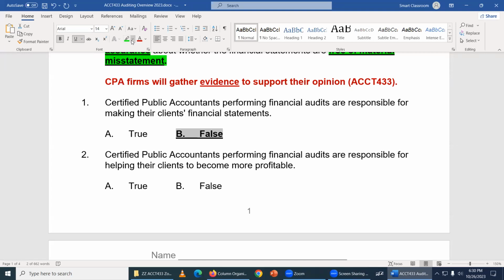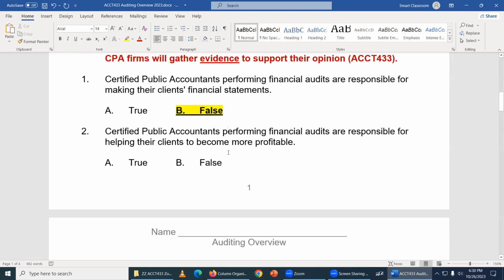They are not responsible for making their financial statements. Certified public accountants performing financial audits are responsible for helping their clients become more profitable. True. Actually, false.